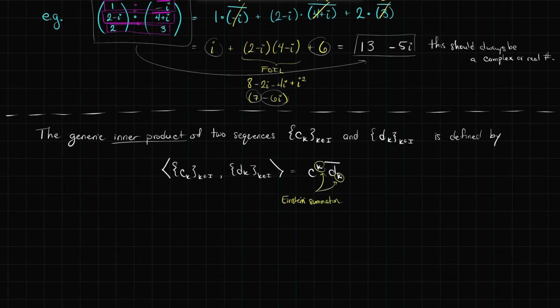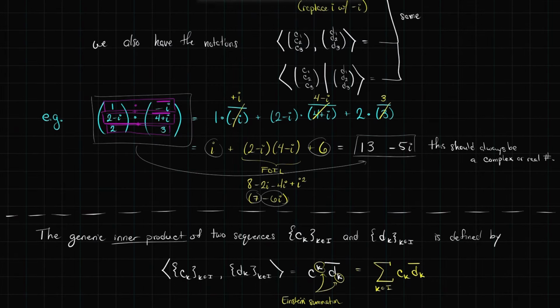to recover our answer. And so this may be the sum over all k in the index set of c_k and then the conjugate of d_k. So that's the generic inner product of two sequences. You'll notice that what was happening above with two vectors is you can think about the vectors as sequences with just the index set 1, 2, 3.